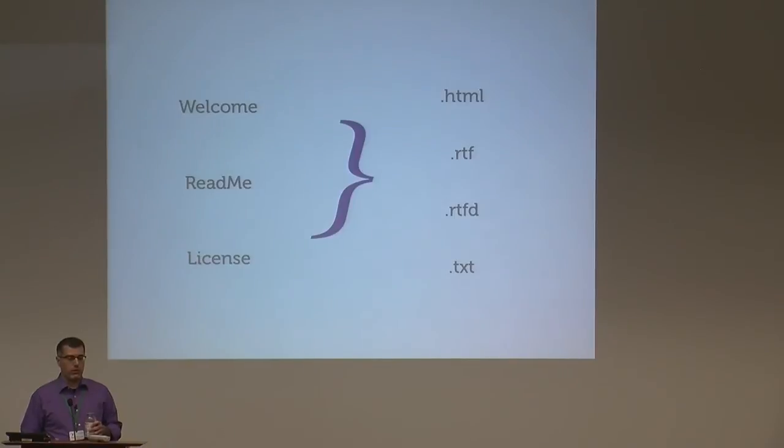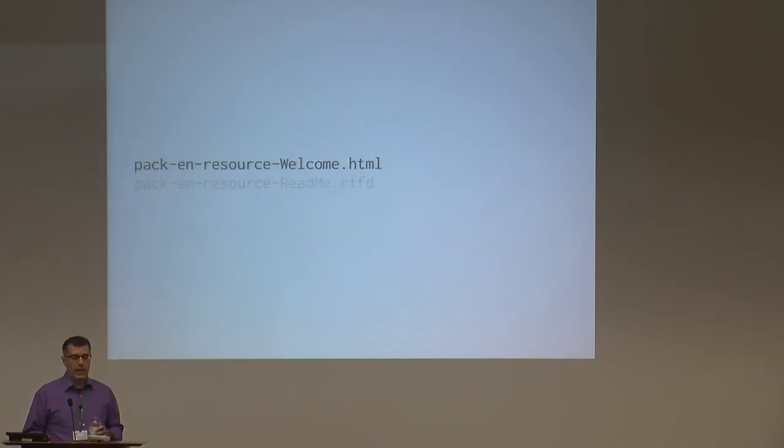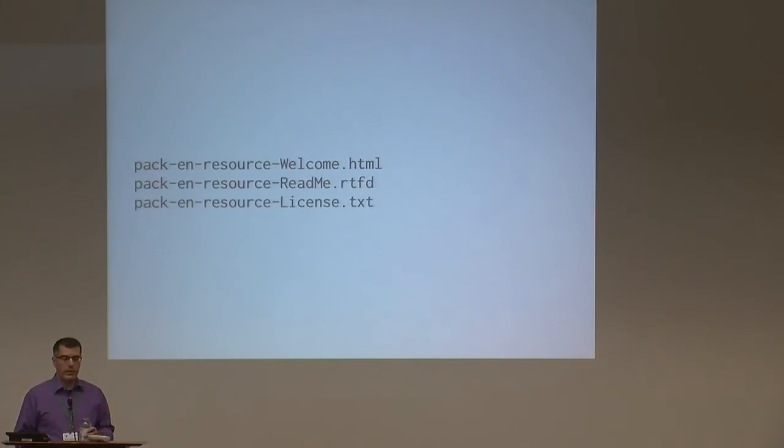So there are three text documents that you can add to installers we just spoke about: the welcome, README, and license files. They can be in any of these text formats depending on your need for text styles and images. But the file names are important, so you do need to get them right when you're putting them into your packages. Luggage can then add these text files to installers with the pack-en resource rule that adds the files into the en.lproj folder inside the package bundle.